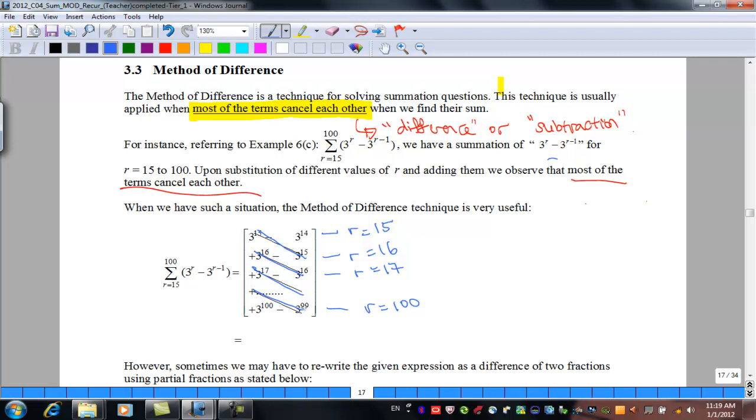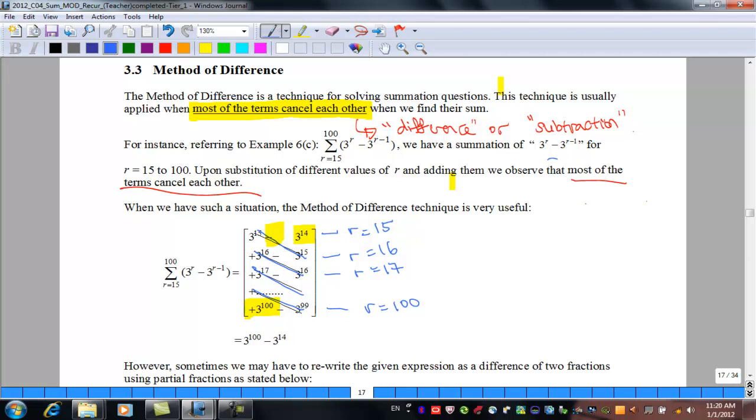So what does this mean? What are the two terms that have not been cancelled out at the end of this whole process? We basically have negative 3 to the power of 14 and 3 to the power of 100. So in conclusion, if I were asked to evaluate this sum, this would be my final answer. And if you just press this in your calculator, you would be able to see that this is the same value that you got in example 6C.